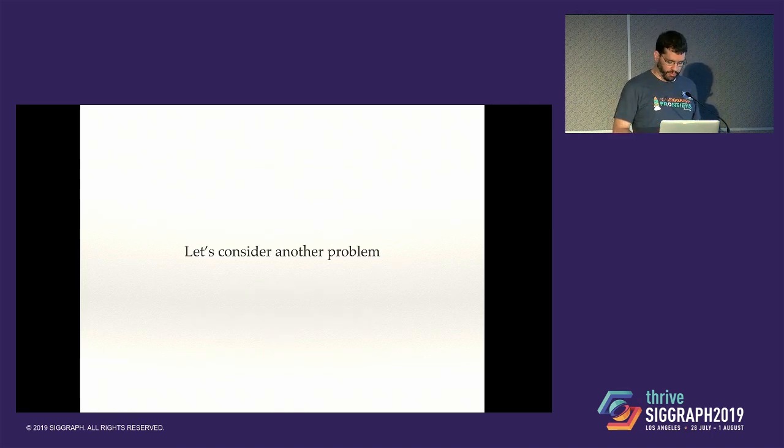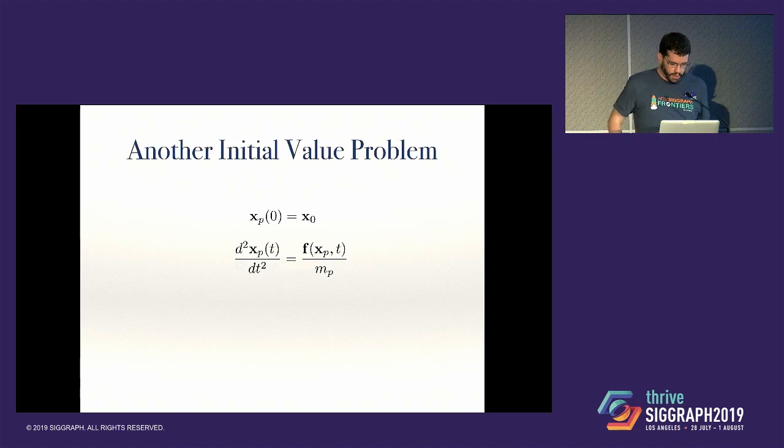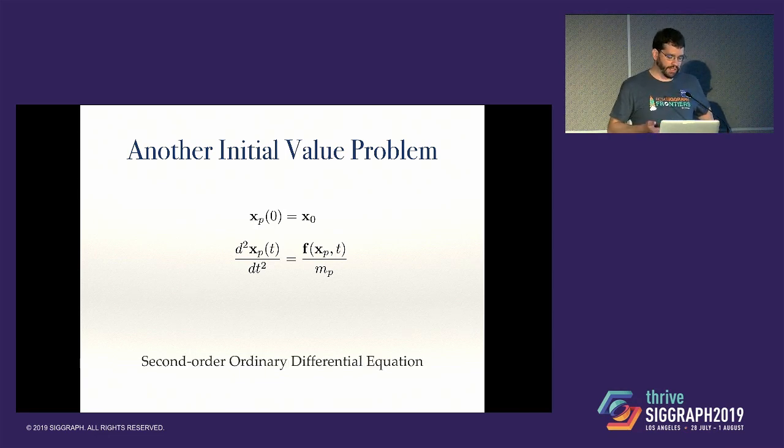Let's consider another problem. In the real world, F equals ma. This is one of Newton's laws of motion. And so we can have another initial value problem where we have the initial position. And now we have that the second derivative, the acceleration of x with respect to time, is equal to the force that's acting upon x divided by the mass. This is a second order ordinary differential equation because we have a second derivative with respect to time.